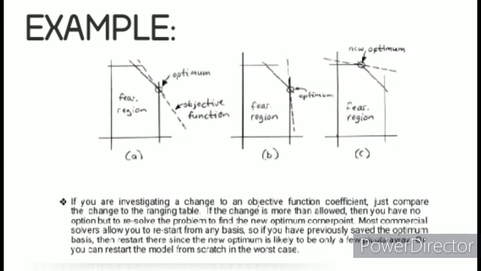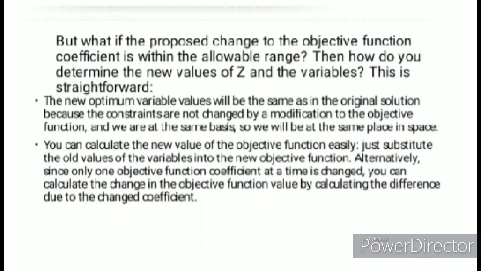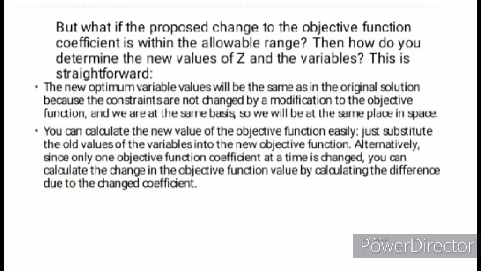But what if the proposed change to the objective function coefficient is within the allowable range? Then, how do you determine the new values of z and the variables? This is straightforward. The new optimum variable values will be the same as in the original solution, because the constraints are not changed by modification to the objective function, and we have the same basis, so we will be at the same place in space.